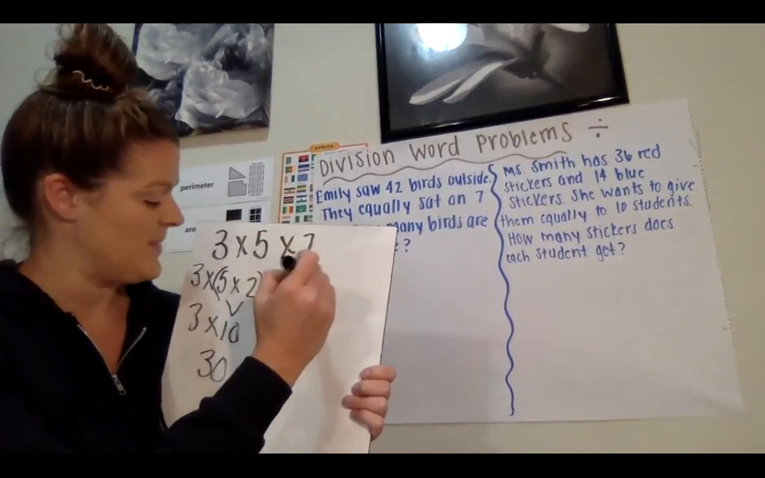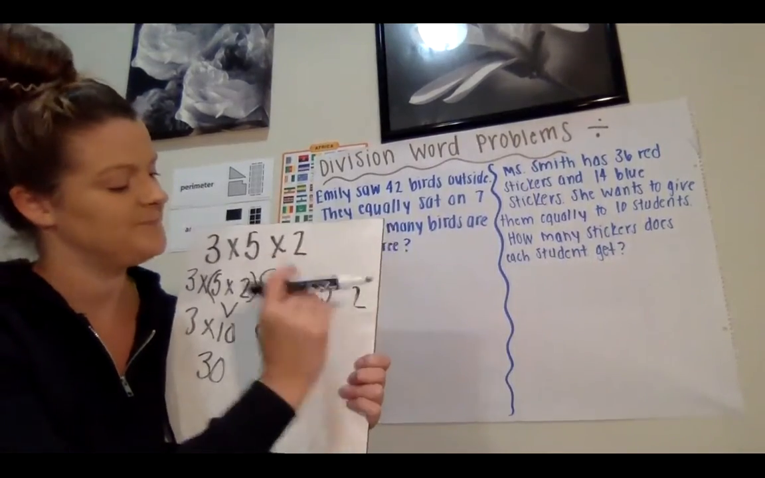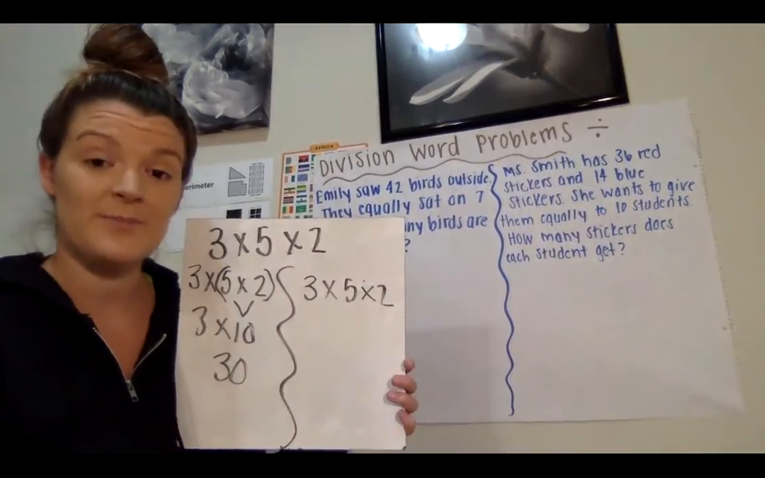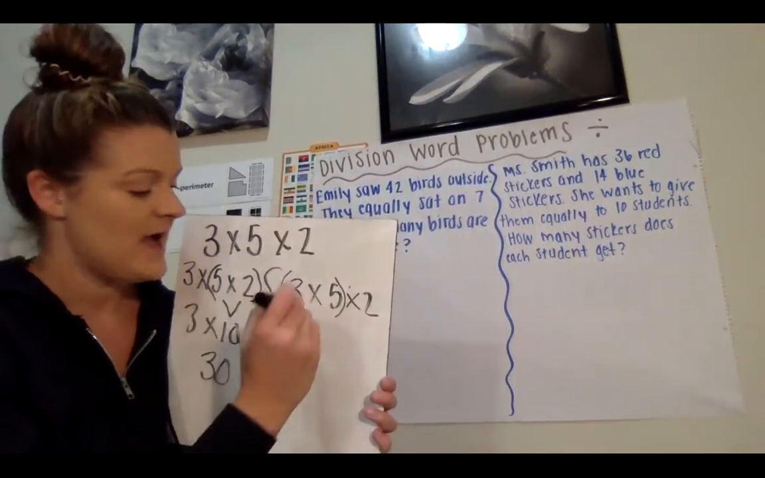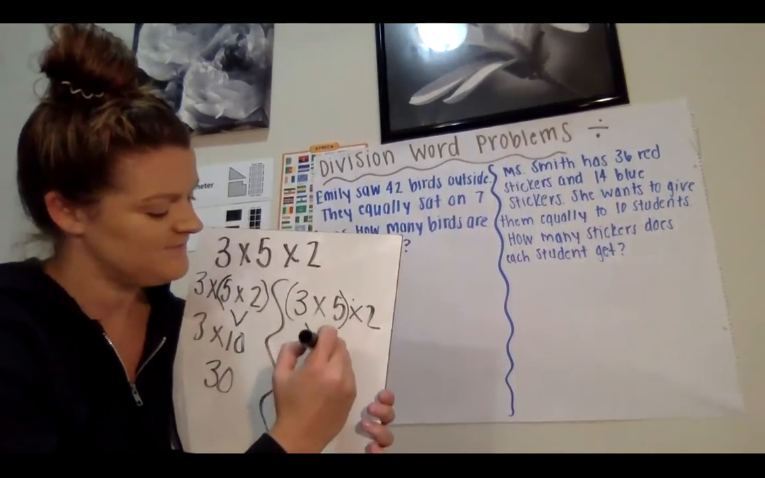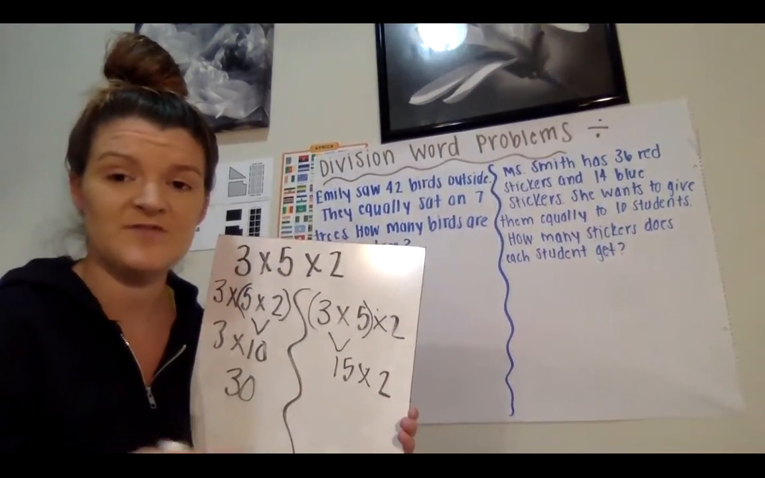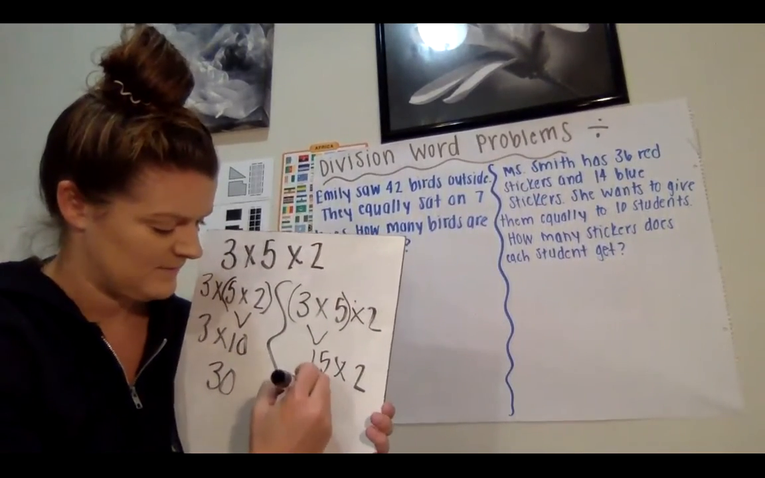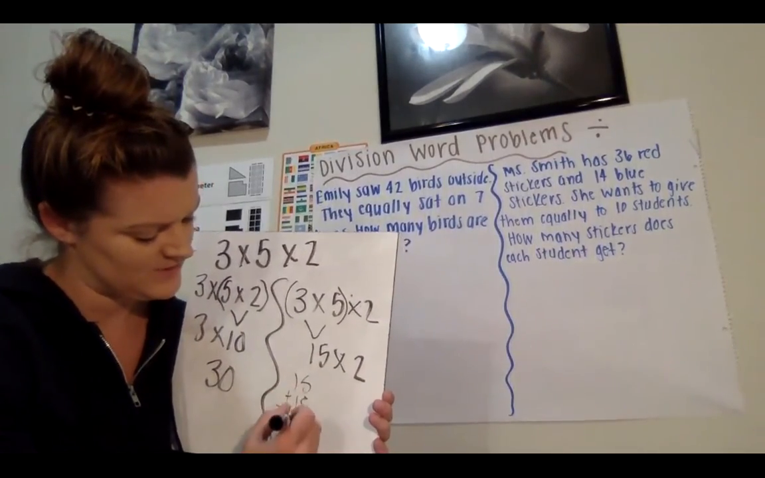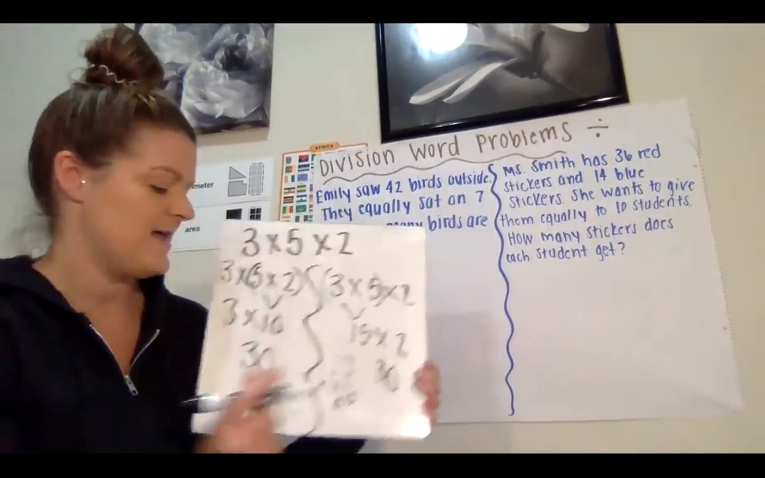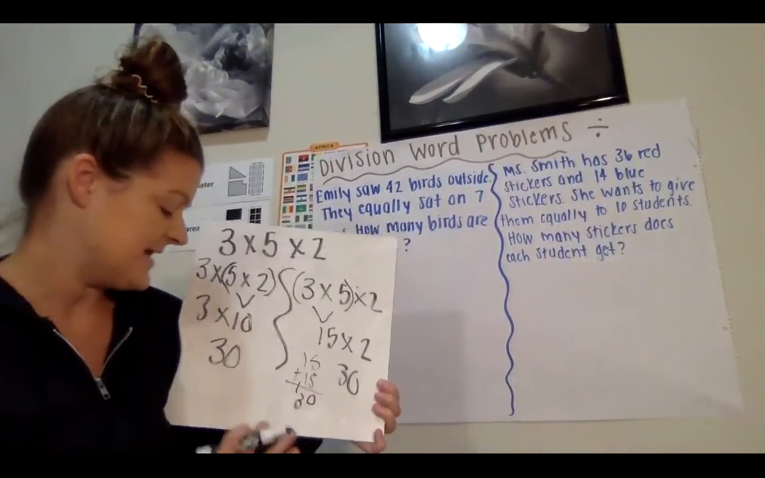I could group the parentheses around different factors. Where else could I put the parentheses? Instead, I could do 3 times 5. I know 3 times 5 is 15 times 2. Well, I know whenever it's multiplied by 2, that's a doubles fact. So 15 plus 15. 5 plus 5 is 10, 1 plus 1 plus 1 is 3, 30. I get 30 again.